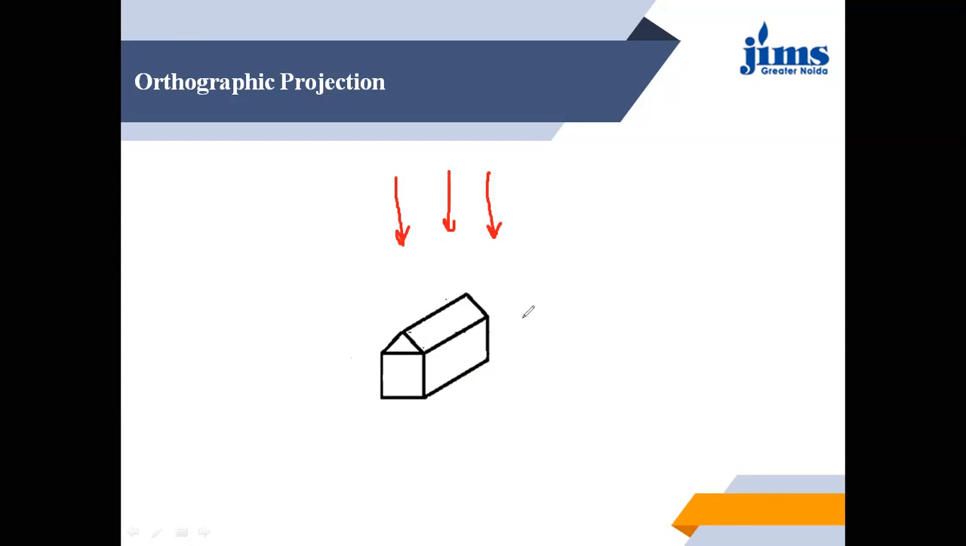When this object has to be seen from the side, means we have to see the side view of this object, then all the rays will be parallel, and we will see how the image of this object will look when the COP is over here. Same in the case of front view also, how the image of this object will be. So we will see the top view, side view, and front view as we discussed.